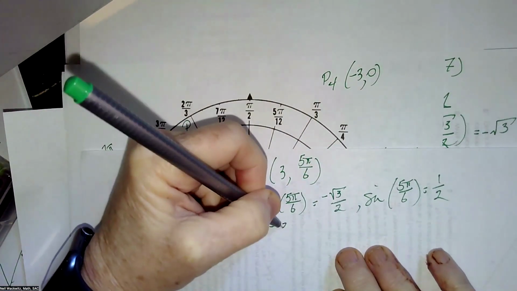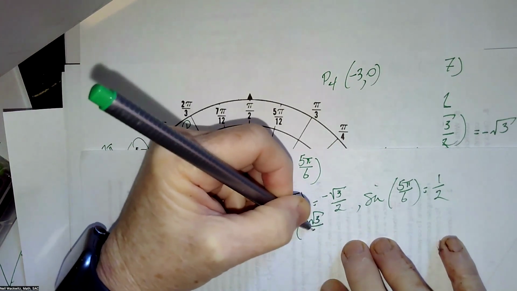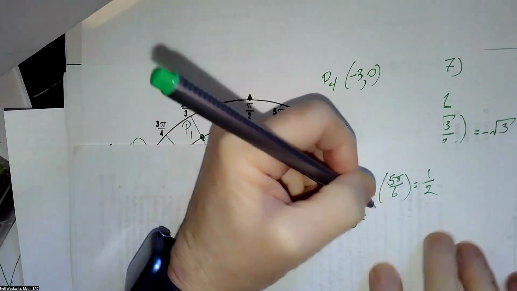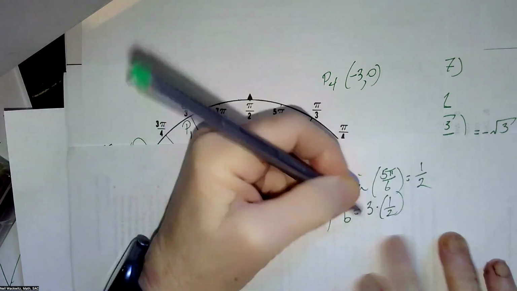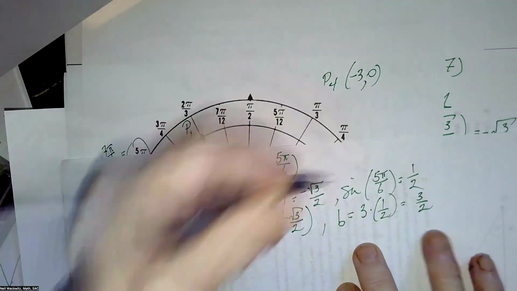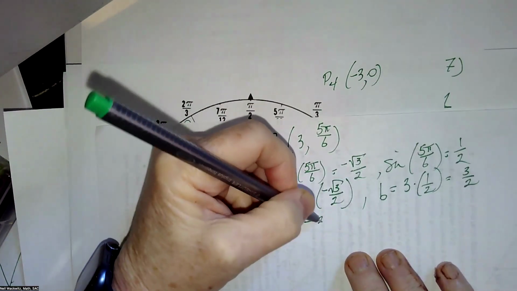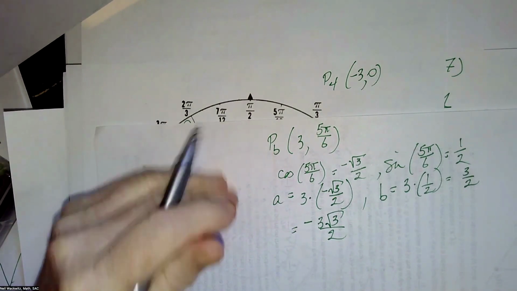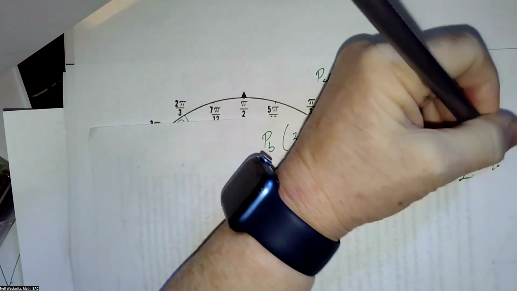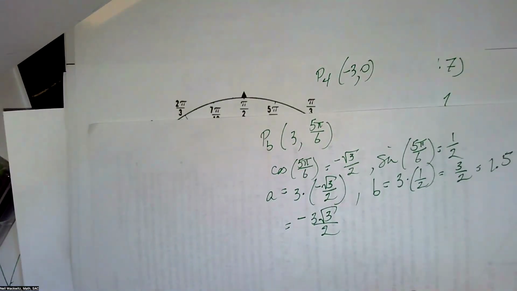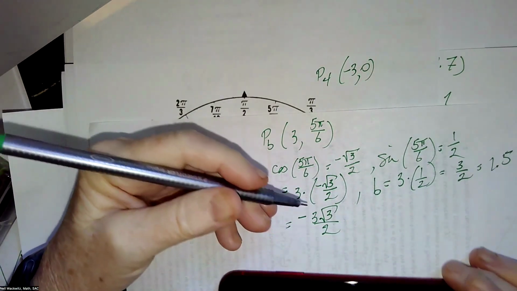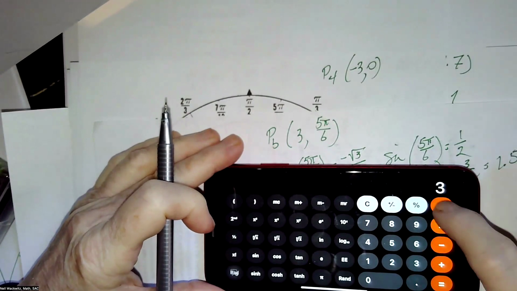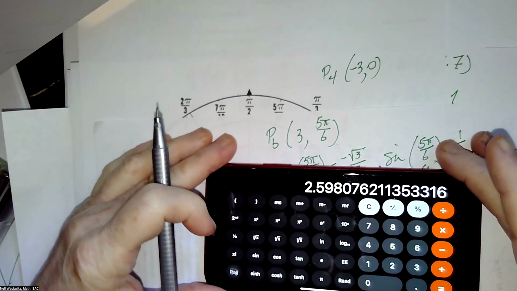So we have little a is 3 times negative square root of 3 over 2, and that little b is 3 times 1 half. So for b, we get 3/2, and for a, we get negative 3 square root of 3 over 2. I know that 3/2 is 1.5, but I'm not sure at all what 3 square root of 3 over 2 is. So let's see. 3 times square root of 3 divided by 2. So it's negative 2.6.